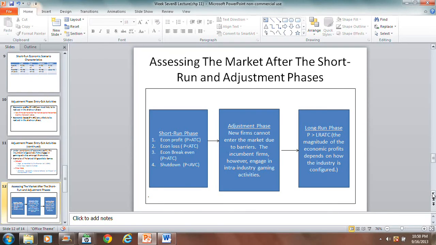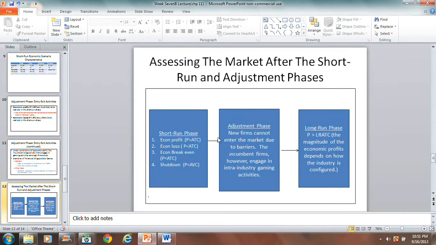And so to recap, coming out of the short run, the most likely case, as we focused on, was economic profit, where price was greater than average total cost. And so that flows then into the adjustment phase. In the adjustment phase, new firms can't enter the market due to barriers. So barriers are keeping new competitors out. And so the firms that are in there, the incumbent firms, engage in this gaming activity. And we just looked at the implication of the two extreme games, collusion and price wars, both of which will not be stable in the industry over a long term.